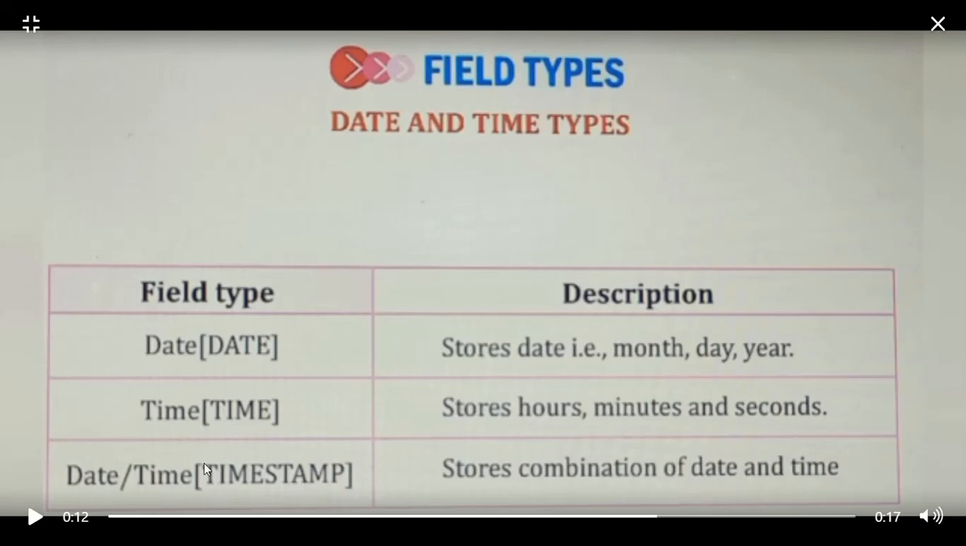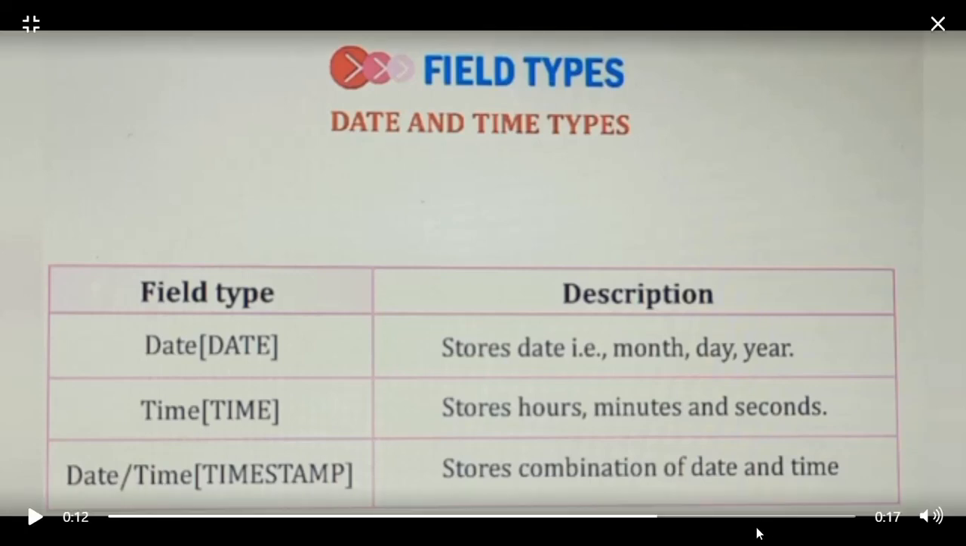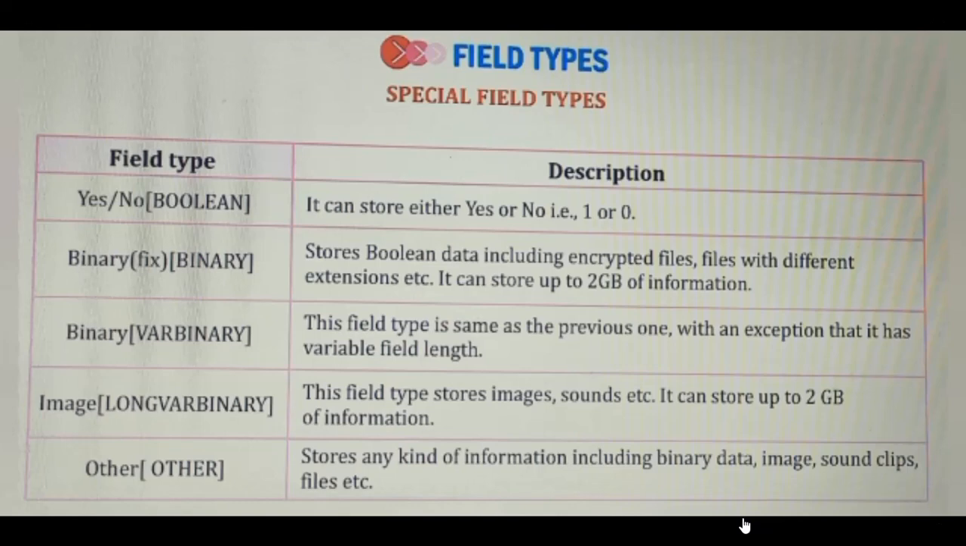Or if we want to add both, then we can use date and time. This is called time struct. Whenever we use this type of field type, in this case you will get a date, then you will get time, both in one field. Okay. Next, the fourth one is special field type.